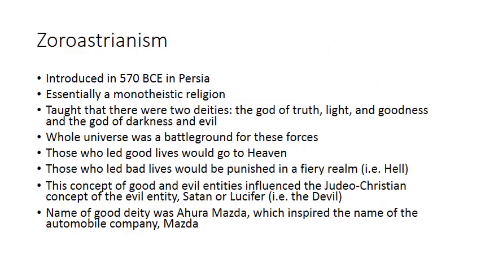Zoroastrianism. This was a monotheistic religion introduced during 570 BC in Persia. It teaches that there were two deities, a good god and a bad god. And it held that the whole universe was a battleground between the good god and the bad god. And those who led good lives and supported the good God would go to a place like heaven and be rewarded, and those who led bad lives would be punished in a fiery realm.